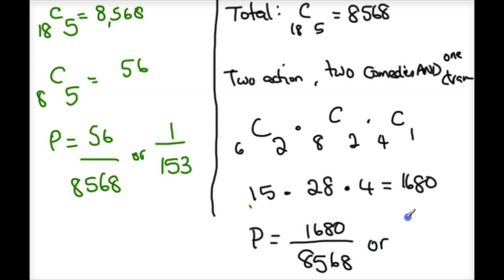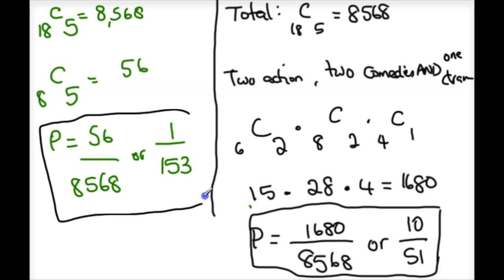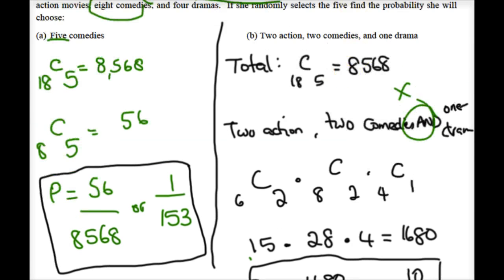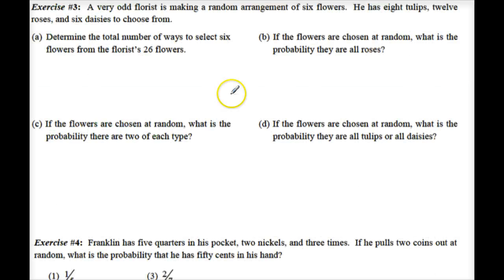8,568. You can go ahead and simplify this to 10 over 51. It doesn't matter. Either one is correct if they didn't say to simplify. So let me just box these answers off. So again, why did I multiply over here? Because my keyword here is and. Remember, and means multiplication and or means addition. Okay, let's move on to exercise 3.